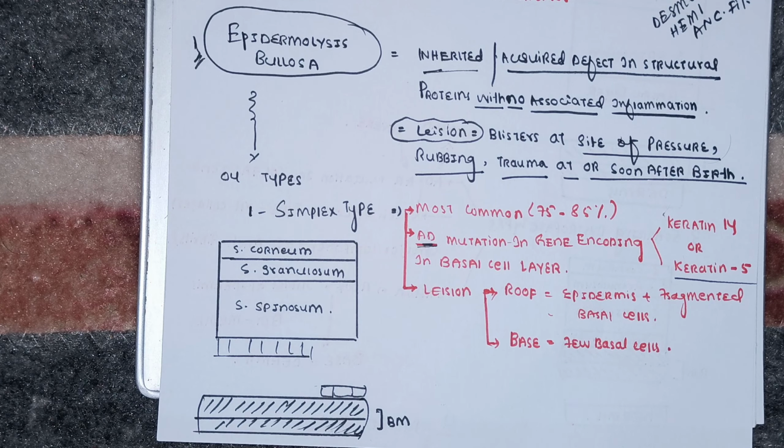So if these keratin proteins are not there, do you think desmosomes are going to be very much stable and very much healthy? No. No keratin, no desmosomes. And especially it occurs at the level of the basal cell layer.